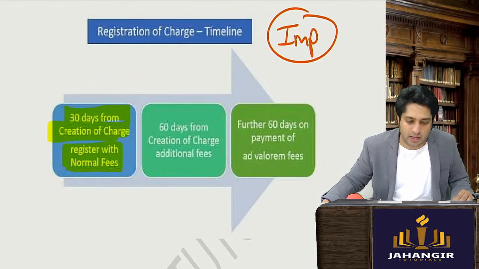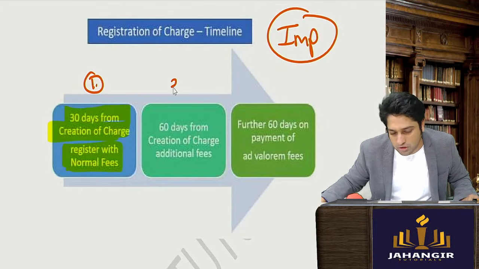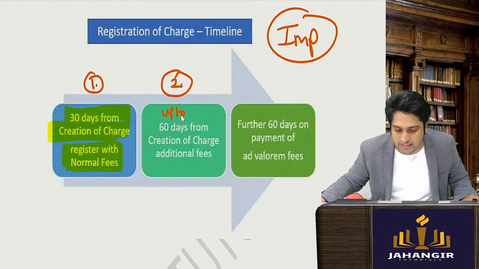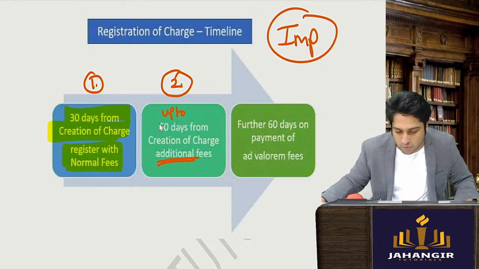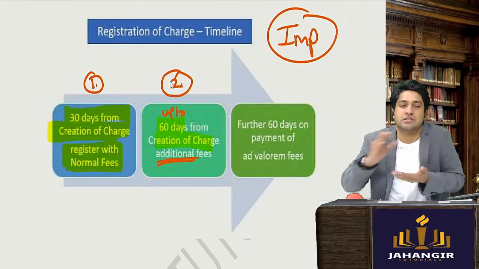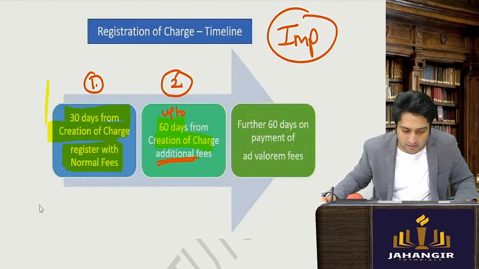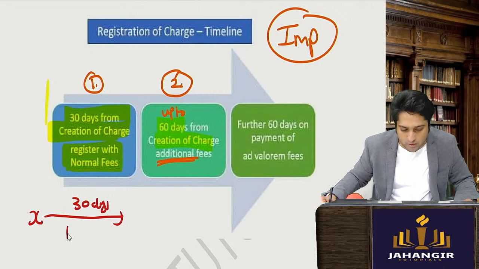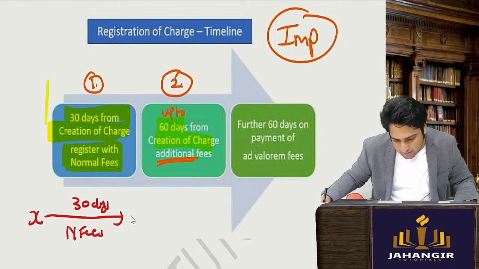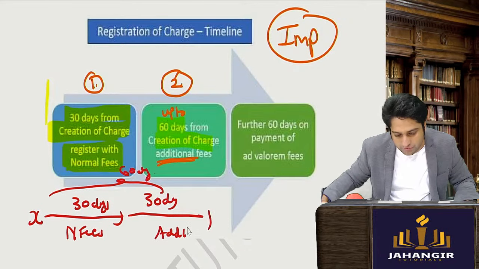Second, if I could not file it within 30 days for whatever reason, then the law says that up to 60 days from creation of the charge is allowed, with additional fees. So again, up to 60 days from creation, that means 30 more days of delay is allowed. If this is the creation date, you need to register within 30 days with normal fees, then you get 30 more days. Collectively they are talking about 60 days from creation with additional fees.